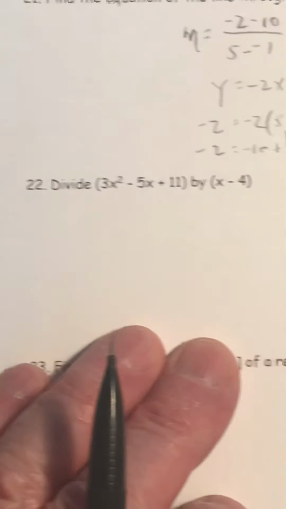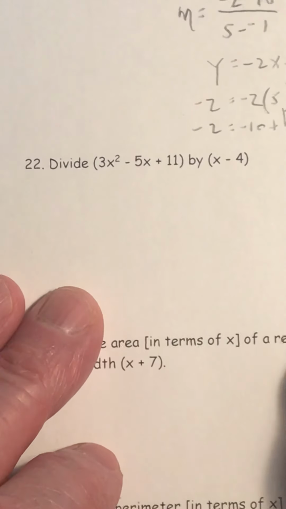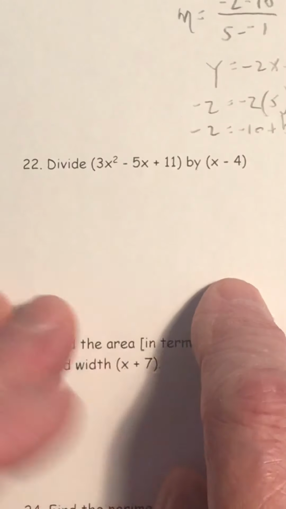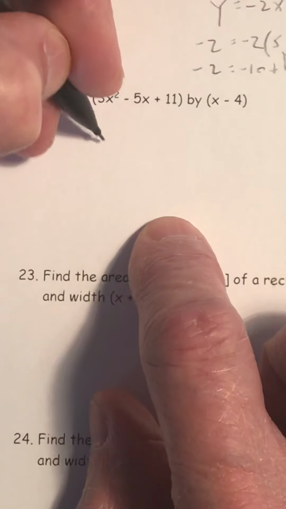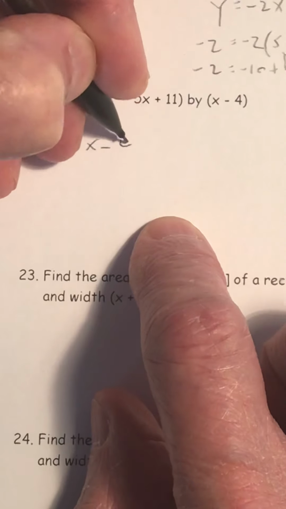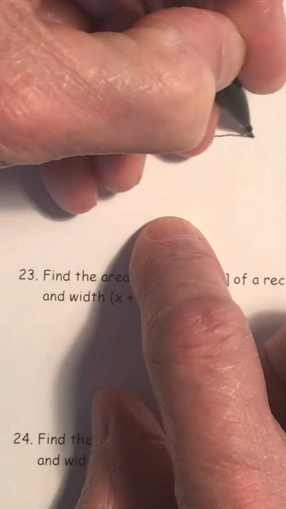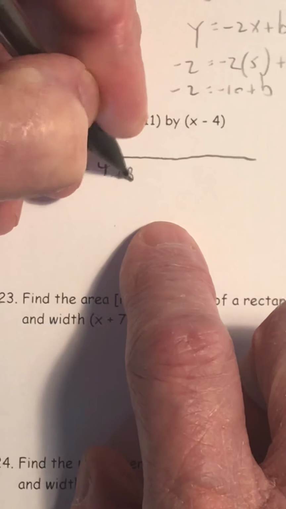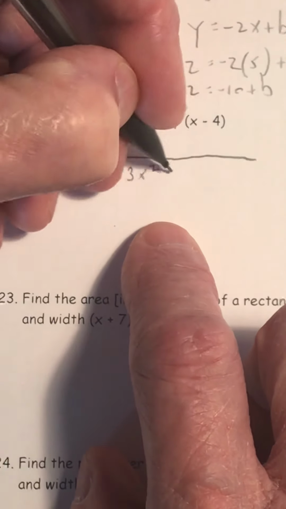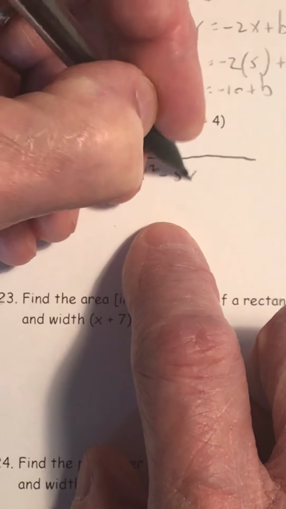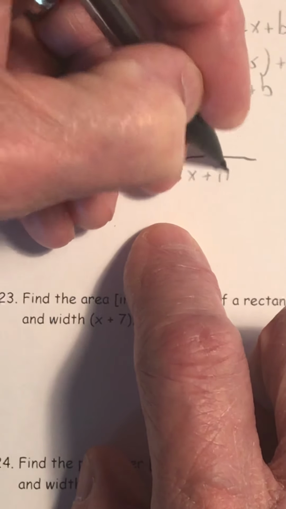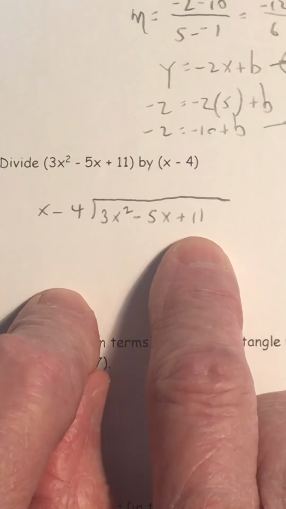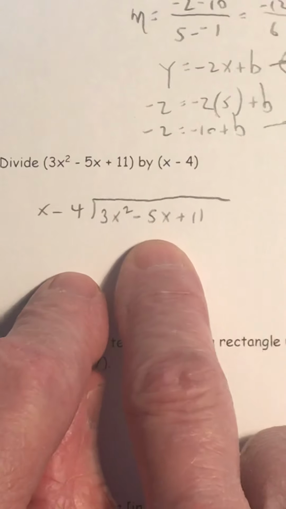And here's the newest thing. This is from lesson number 58. I guess that was Thursday last week. Divide this by that. So here's what you do. The thing you're dividing by goes outside the division bracket, and what you're dividing into goes under. And we make sure everything's in the correct order by exponent. Make sure there's no powers missing, and there were none missing here.